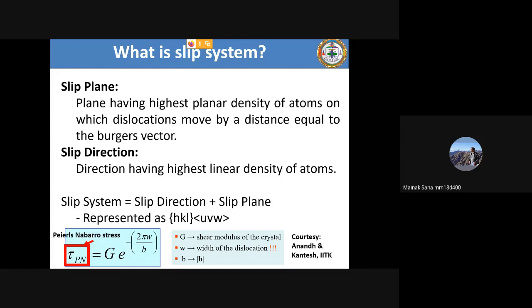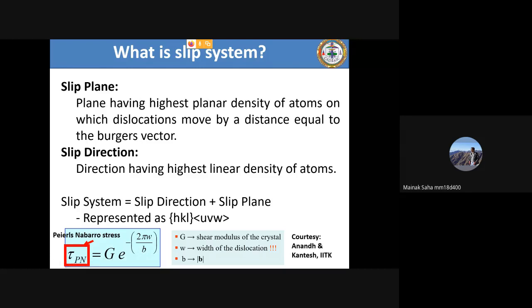Okay, I'll tell you. What happens is, the slip plane is the plane with the highest planar density. I'm not going to discuss planar density in much detail, because the class will go on forever. You can search the literature: the slip plane, which is the plane with the highest planar density of atoms, is also the one which is the most widely spaced.